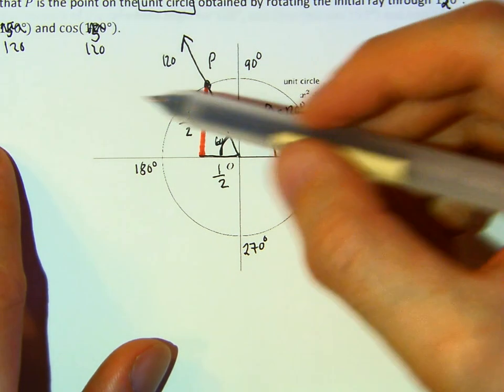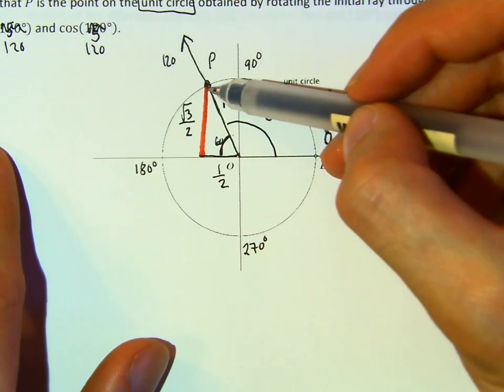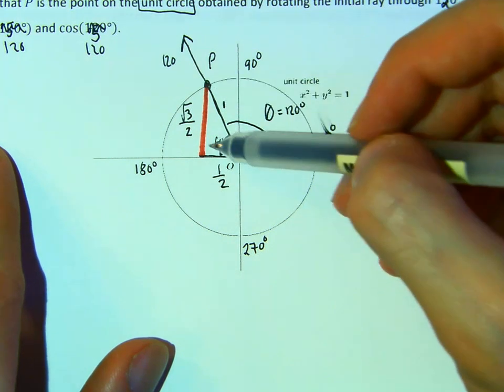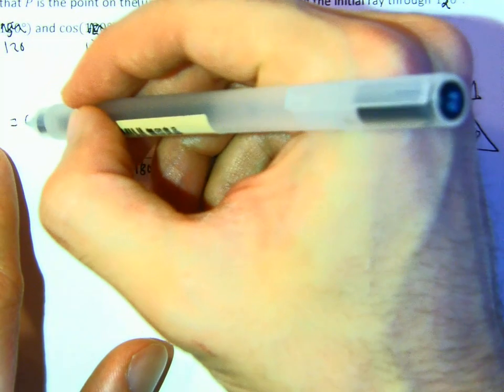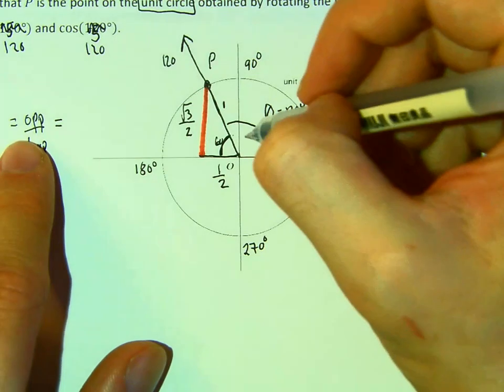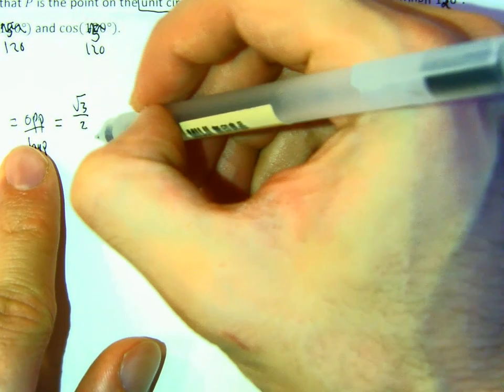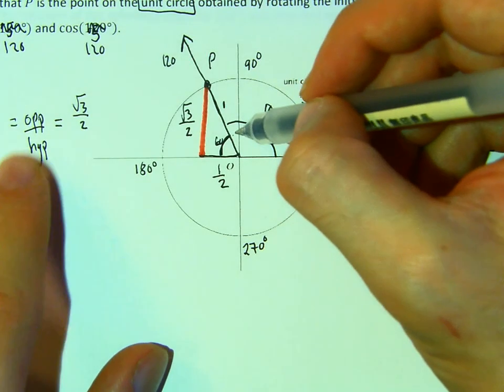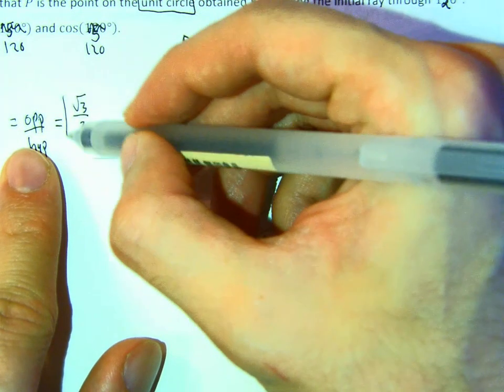Notice sine of 120 is just this distance. If you want to say, oh, mister, we have to do opposite over hypotenuse, sure, go ahead and do that. But notice what's the opposite? It's square root of 3 over 2. And what's the hypotenuse? It's 1. So divided by 1, it's just this.